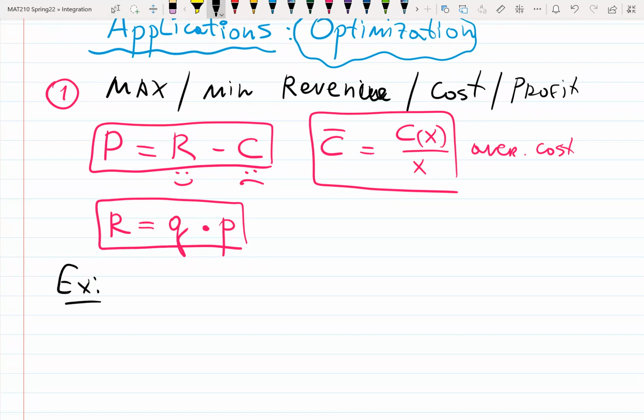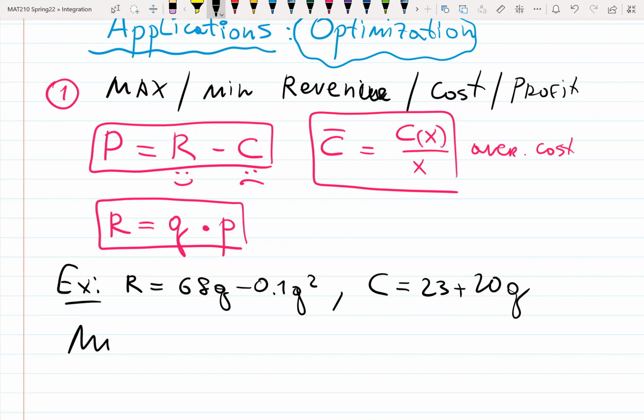Examples. If I give you R, 68Q minus 0.1Q squared, and if I give you cost, 23 plus 20Q, can you maximize profit? So remember these types of problems.